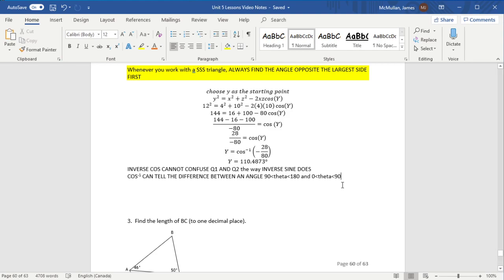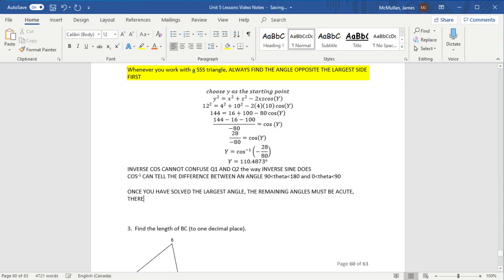And now that I have seen that the largest angle is 110, let me write this out again. Once you have solved the largest angle, the remaining angles must be acute, right? You can't possibly have an obtuse angle that isn't the largest angle. So the remaining angles must be acute, therefore you can just take whatever inverse sine tells you.